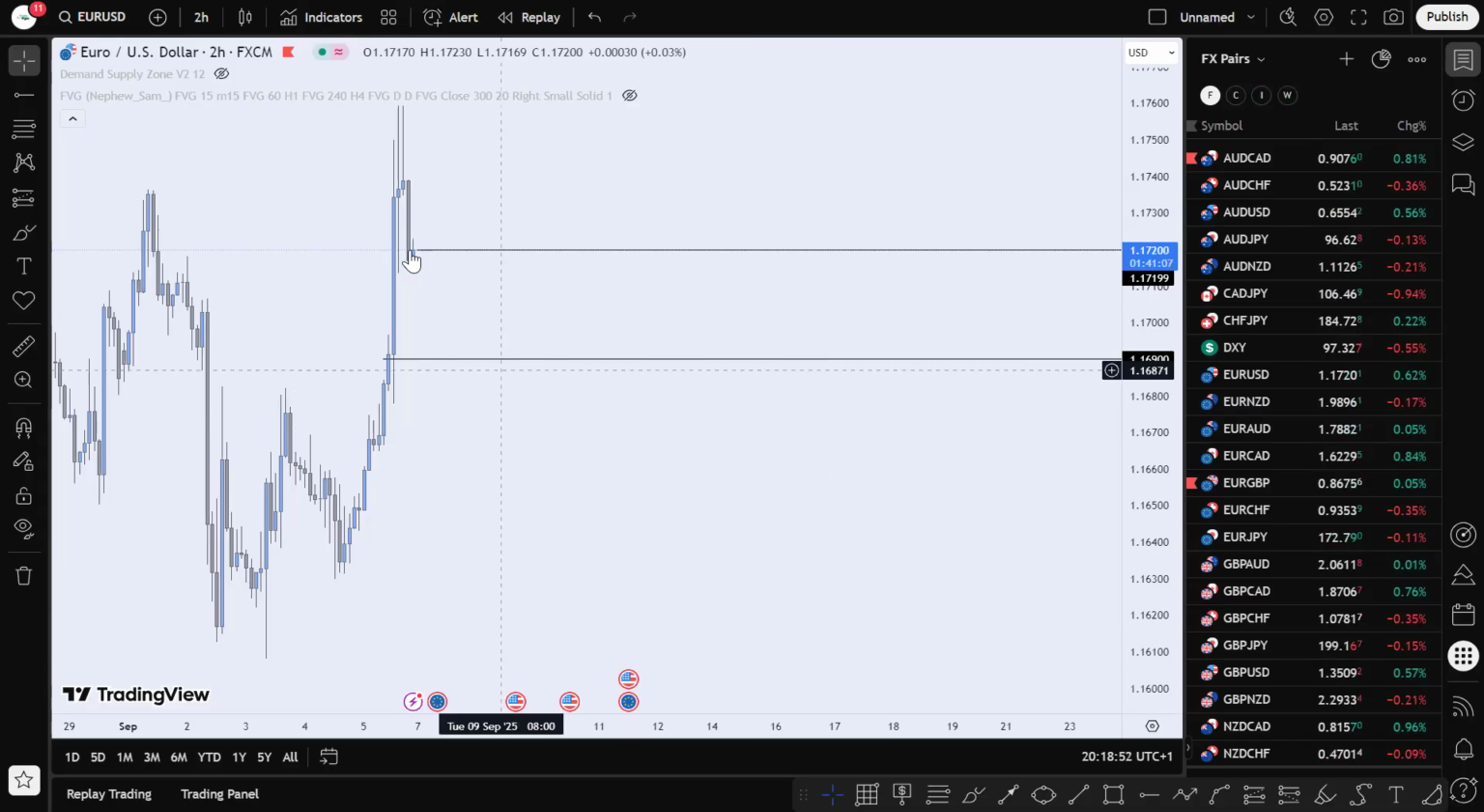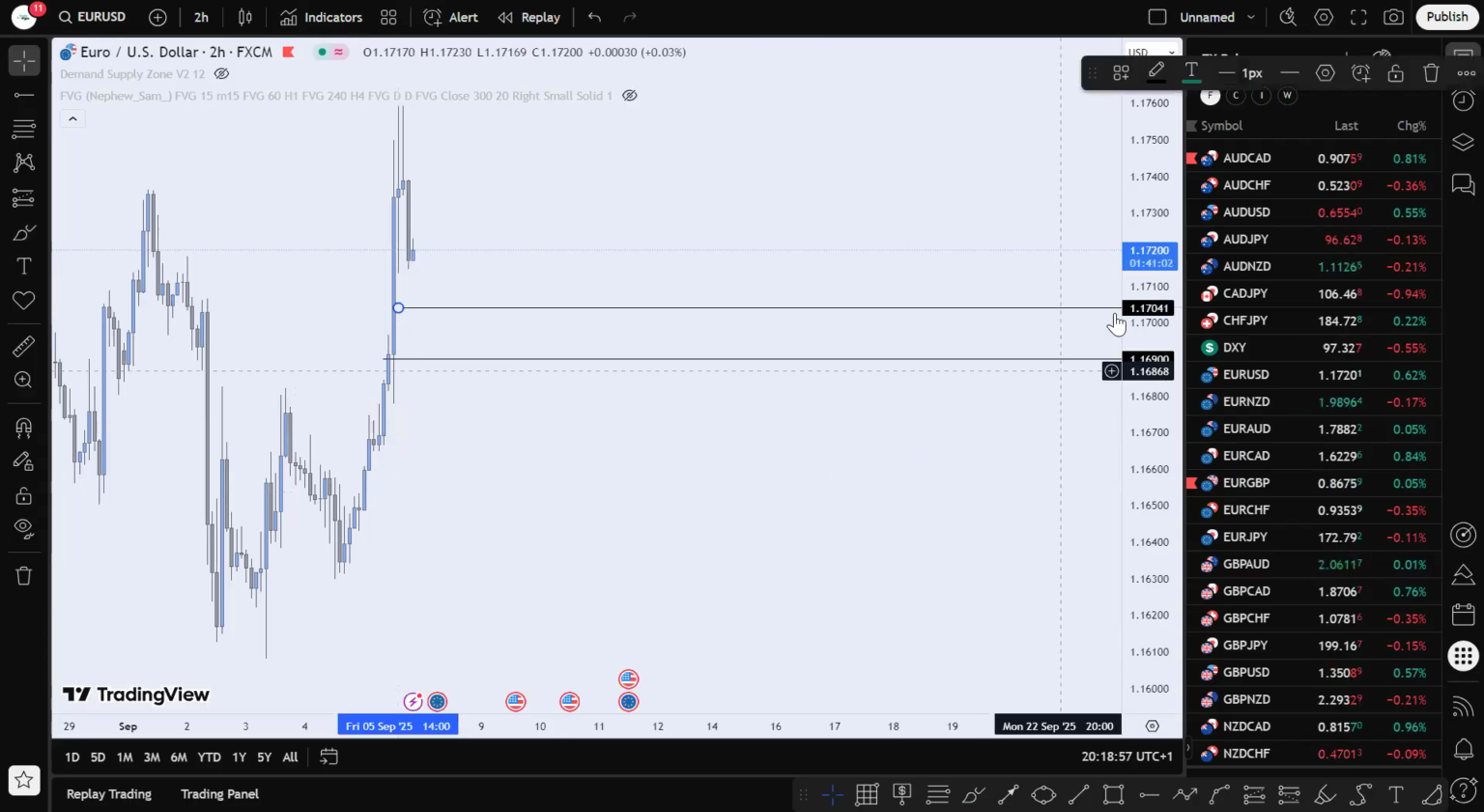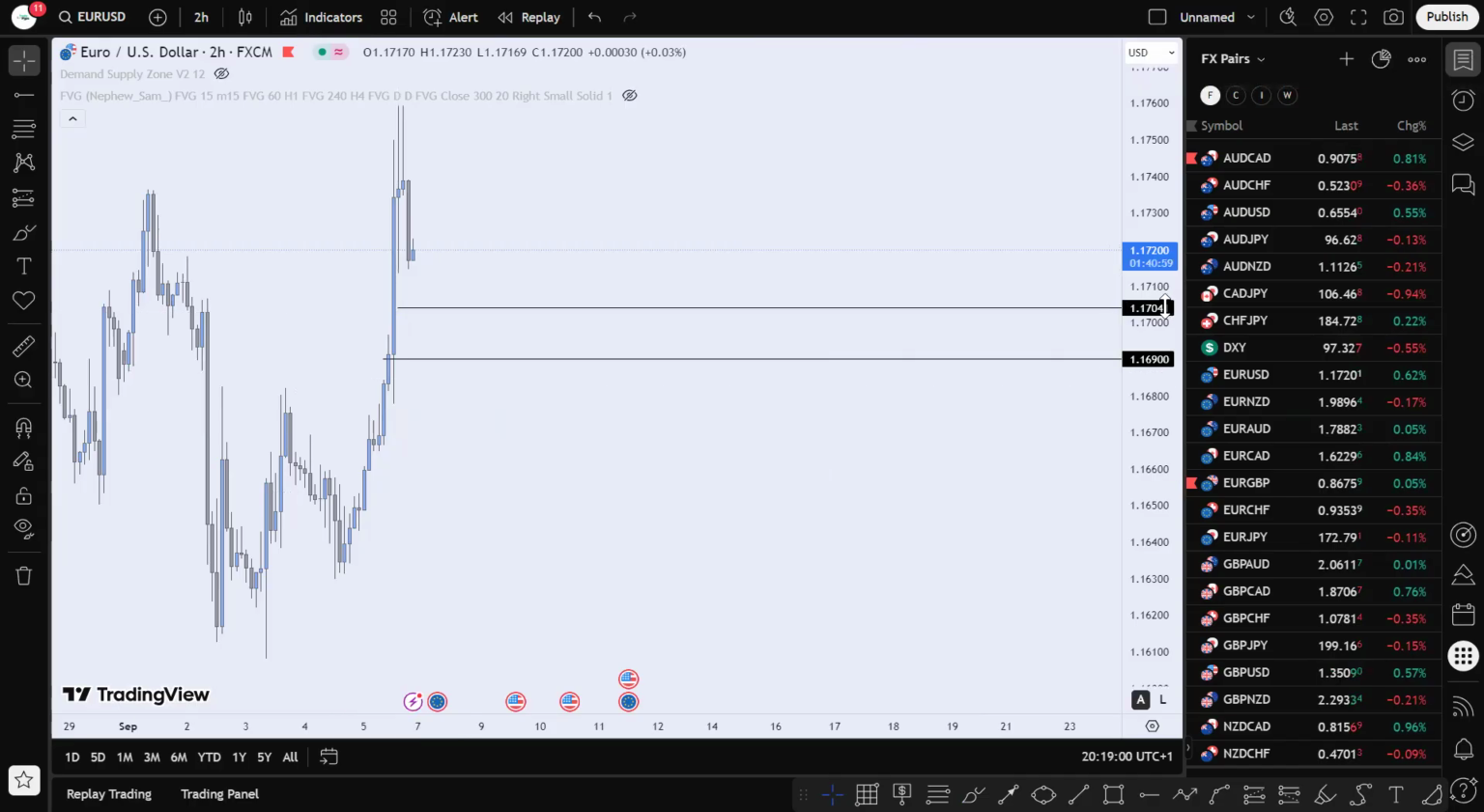Let me not use the current price so it doesn't confuse us. Let me just use these two prices. The price moved from 1.1704 to 1.1690. How many pips would it have moved? Simple, all you need to do is subtraction, even in your head. 1.1704 minus 1.1690 is 14 pips.